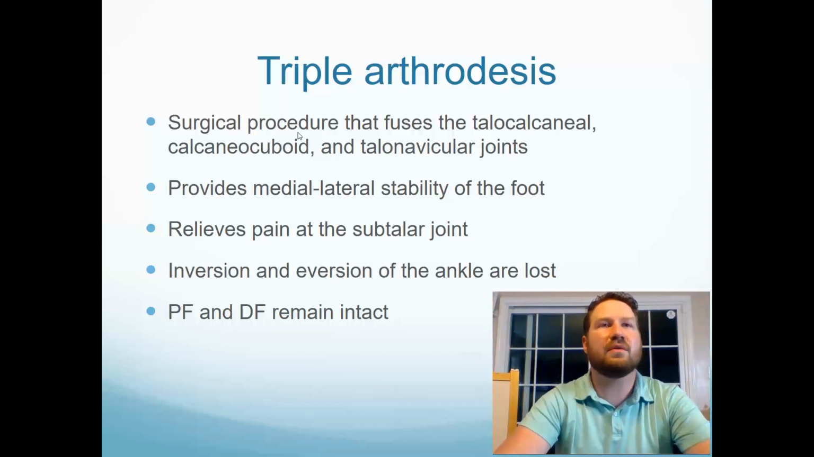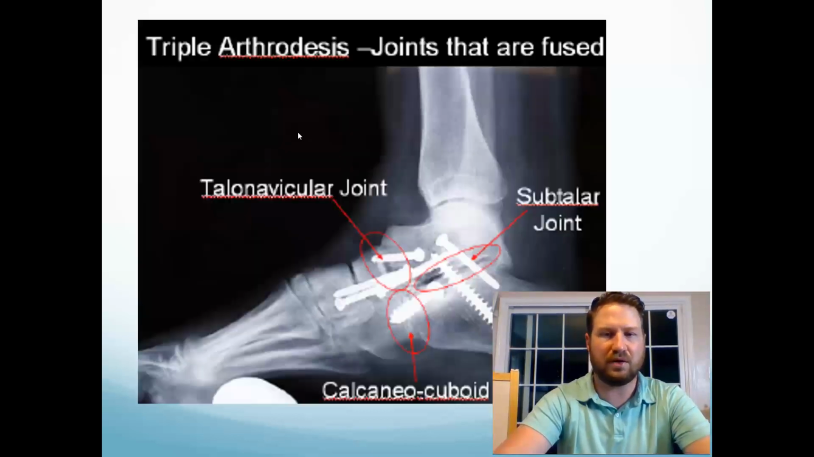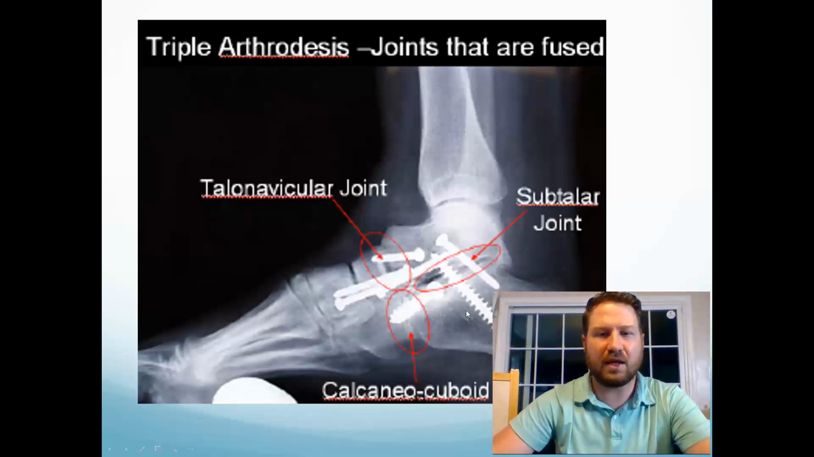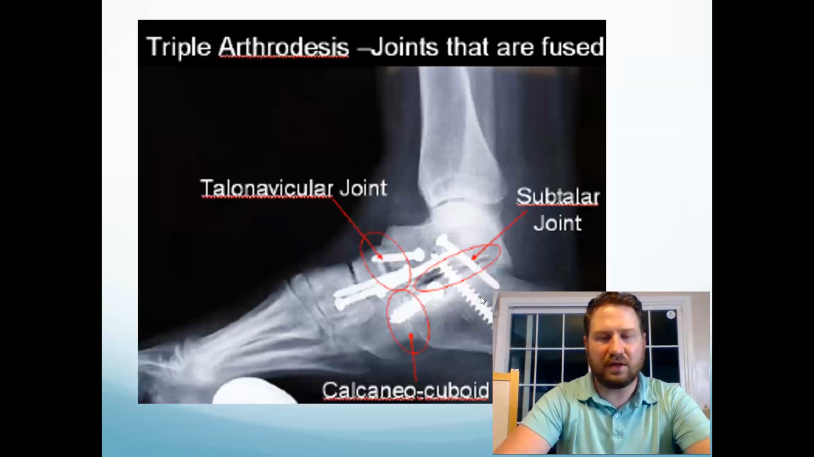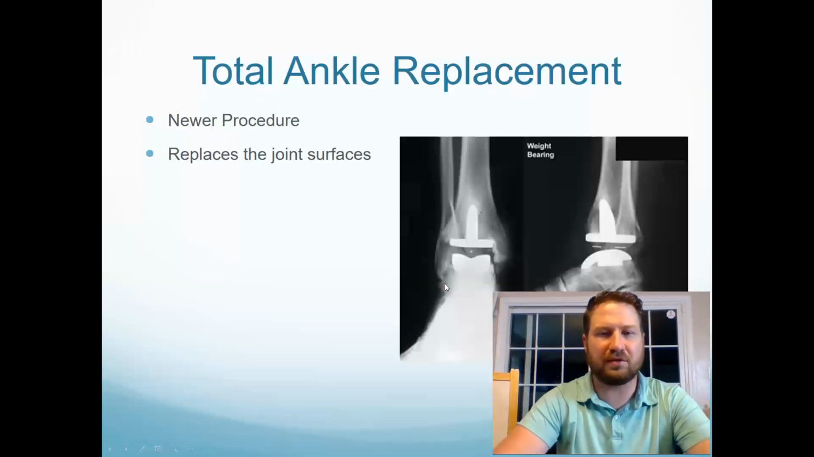We'll get there. There it is. Okay, so there's our triple arthrodesis. The subtalar joint, the calcaneal-cuboidal, and the talonavicular joint are all fused with pins. Okay, and that's not so bad, because we still have dorsiflexion and plantar flexion.